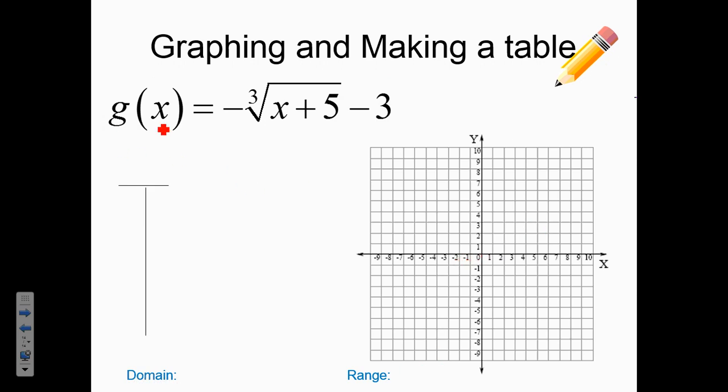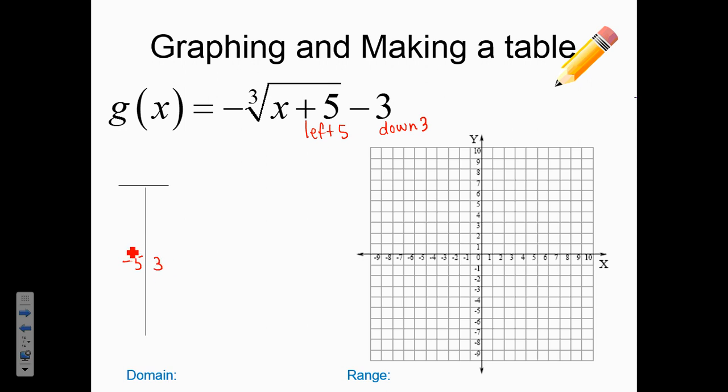Here I've got g of x equals negative cube root of x plus 5 underneath the radical, minus 3. So I have a cube root, and I have some shifting. So this is going to move left 5 and down 3. And so that is going to be the start of the middle of my table.